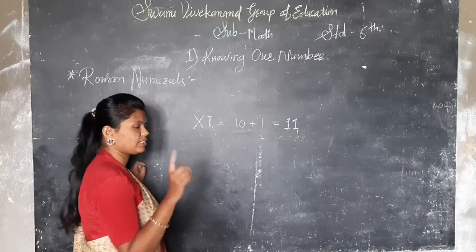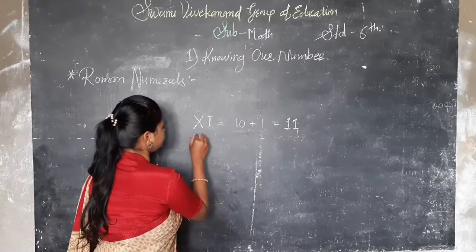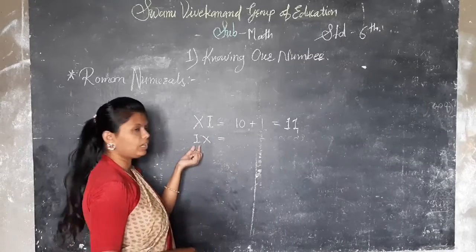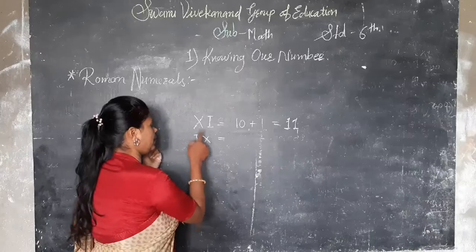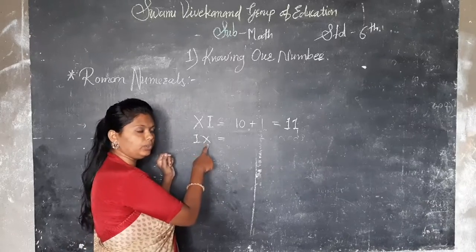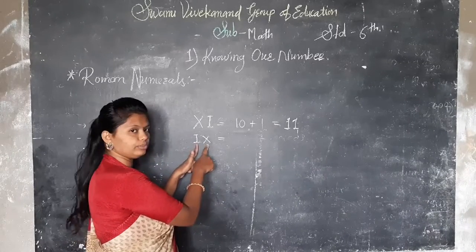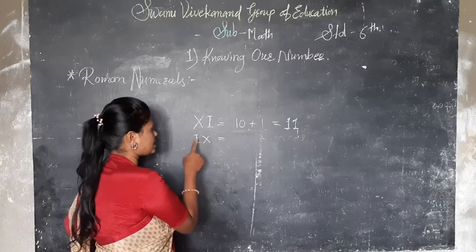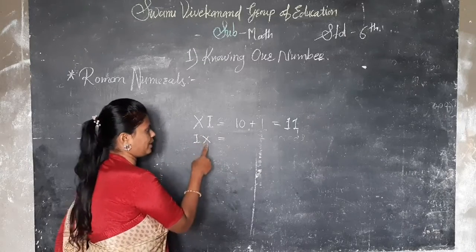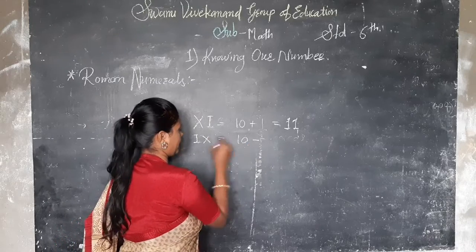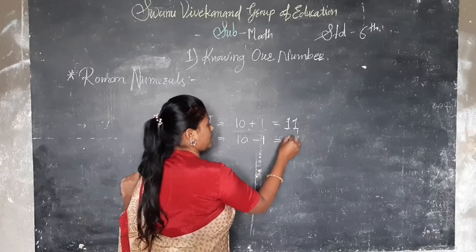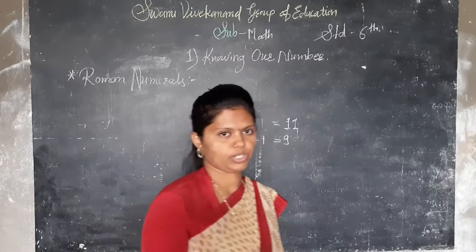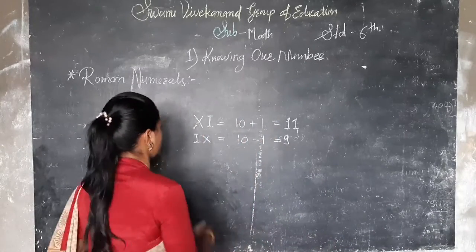And the rule of subtraction is your third rule. What is the rule of subtraction? If the smaller value symbol is written to the left of the higher value symbol, then we subtract that smaller value from the higher value. So this is your addition and subtraction rule, and the first one is the repetition rule.